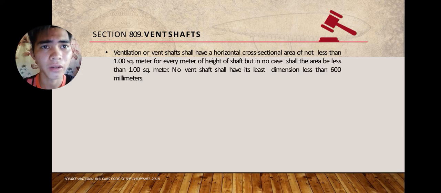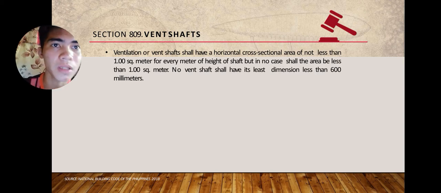Next is section 809, vent shafts. So, the ventilation of vent shafts shall have a horizontal cross-sectional area of not less than 1 square meter for every meter of height of shaft, but in no case shall the area be less than 1 square meter. No vent shaft shall have at least dimension less than 60 millimeters. So, mao na siya ang requirements of vent shafts.